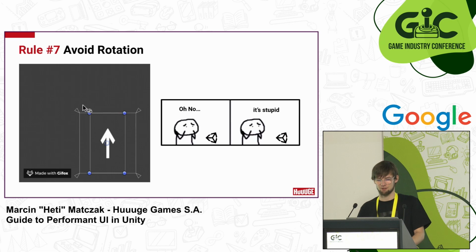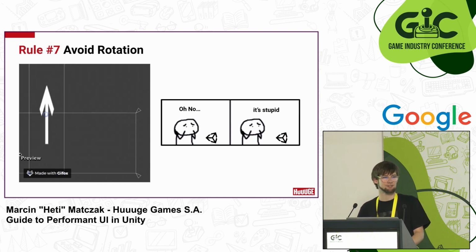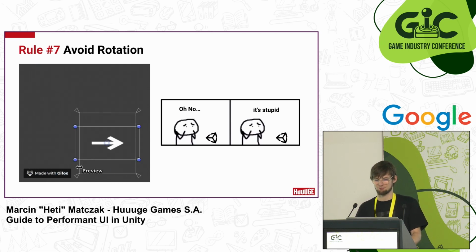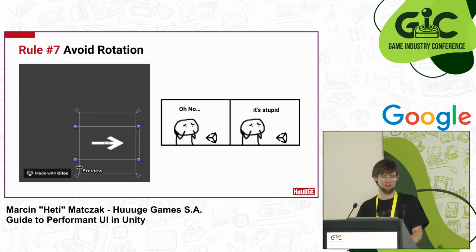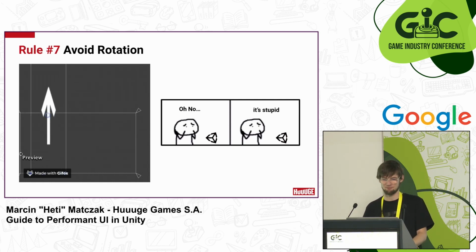Rule number seven: we cannot simply rotate things, because that's how Unity works. So don't be surprised when a developer asks you to just rotate the arrow so you can use it. It's the same graphic, but we need it rotated 90 degrees.